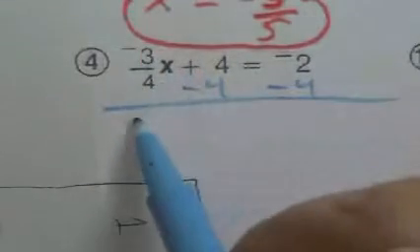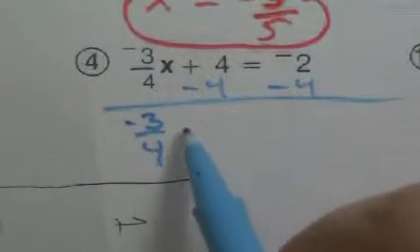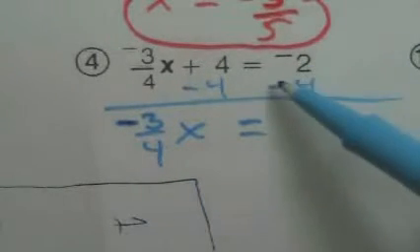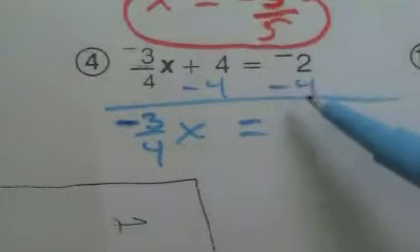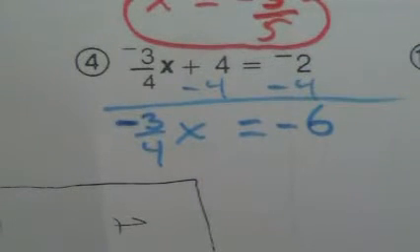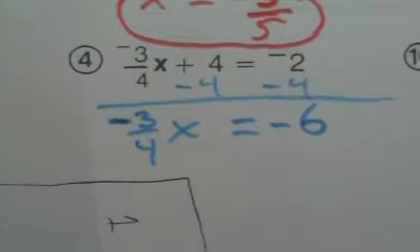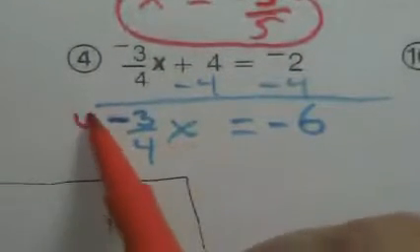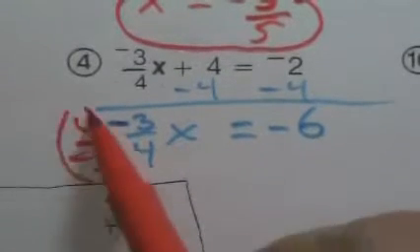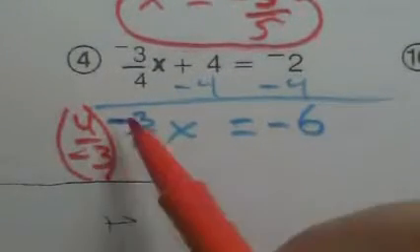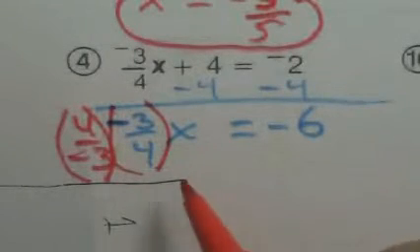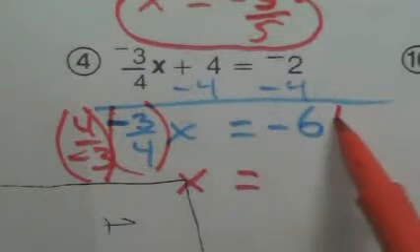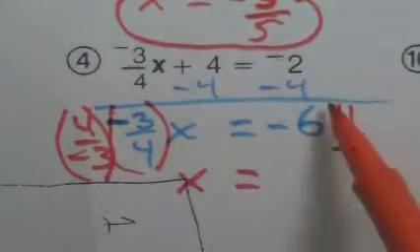Okay, and that's going to give me negative 3 over 4x equals, now negative 2 and negative 4, they're the same sign, so just add them up. It's negative 6. Next, I want to get rid of this coefficient, it's a fraction, so I'll use a reciprocal. 4 over negative 3. Okay, and that's just going to give me x. And over here, I'll do the same thing. 4 over negative 3.